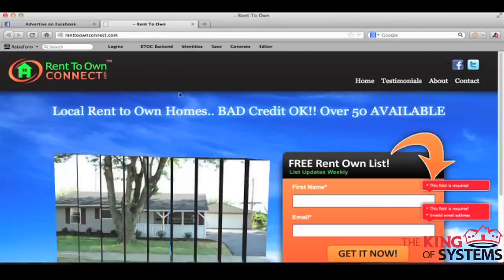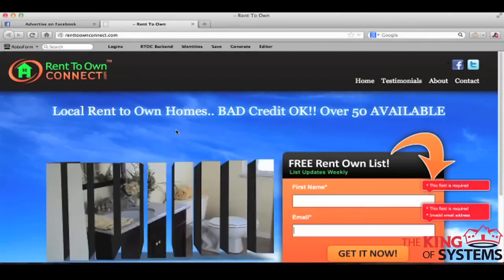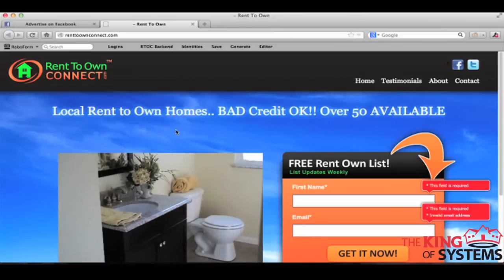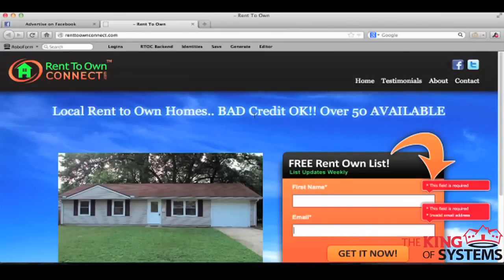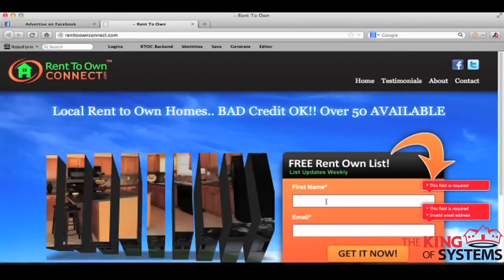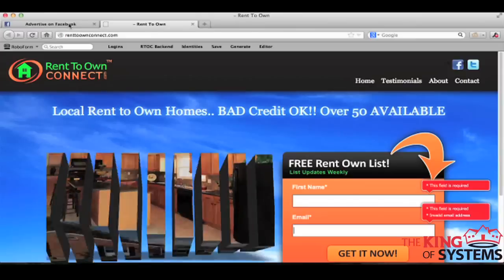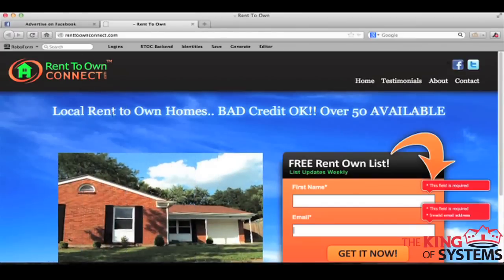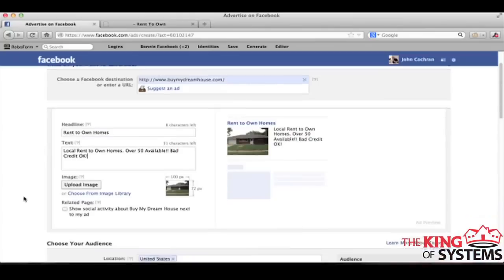And then you go over here and it just says local rent-to-own homes, bad credit okay, over 50 available. Now you've got the double whammy involved. So now you've got to pass their test of them liking this description, and then they have to like this one, and then they have to fill out your information. So that's just a tip that you want to go ahead and use, is to use your description and just use it as the headline. Whatever your headline is on your page, just use that.